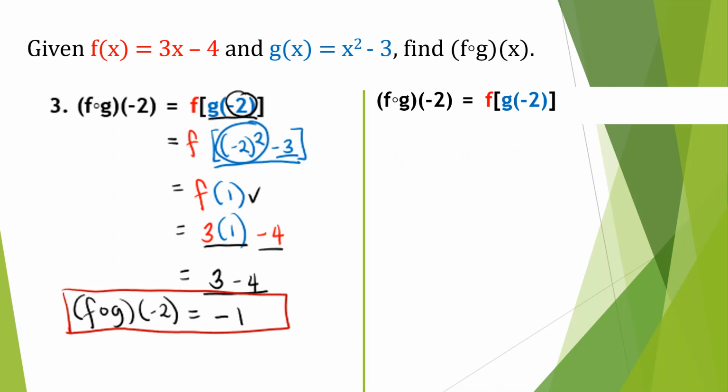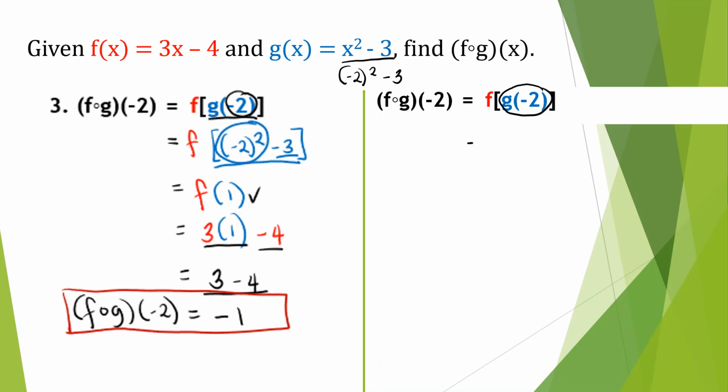Let us solve this in another way. F circle of g of negative 2 is equal to f of g of negative 2. The value of g of x in this example will be replaced to all the x in f of x. We have to take note that all x in g of x will be changed to negative 2. So this will become the square of negative 2 minus 3.